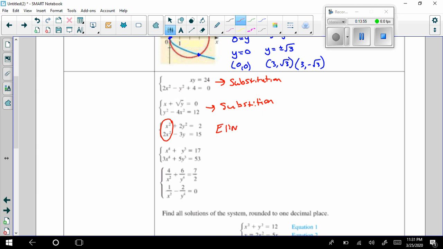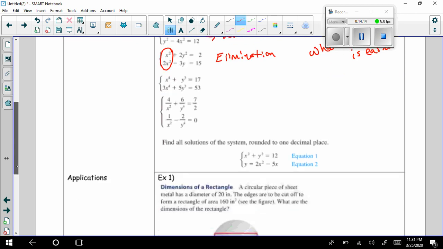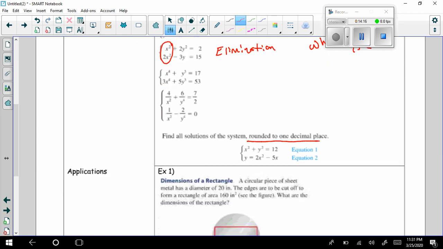So recognizing what might be easiest to use. They both will work, but recognizing what is easier, right? So ask yourself, what method is easier? Okay. If I ask you to do one and round it, this is just a graphing calculator.